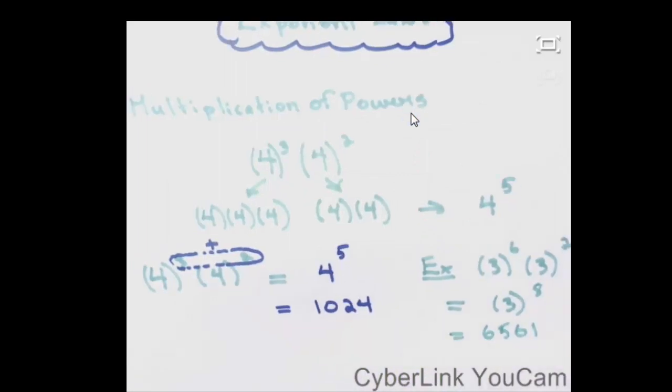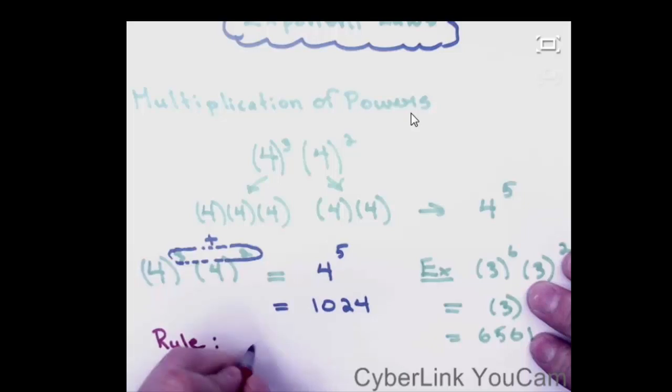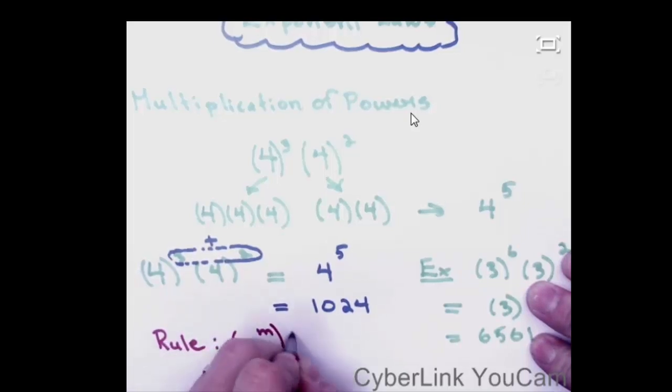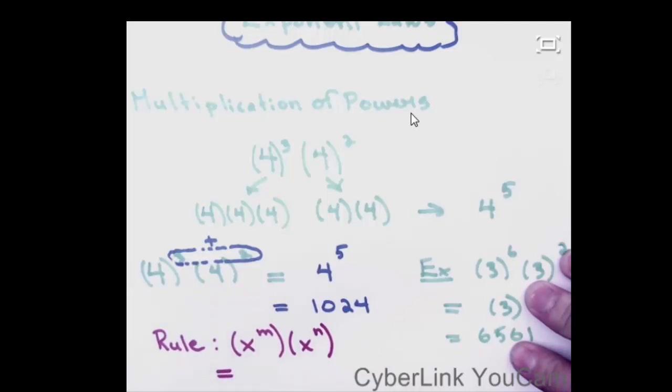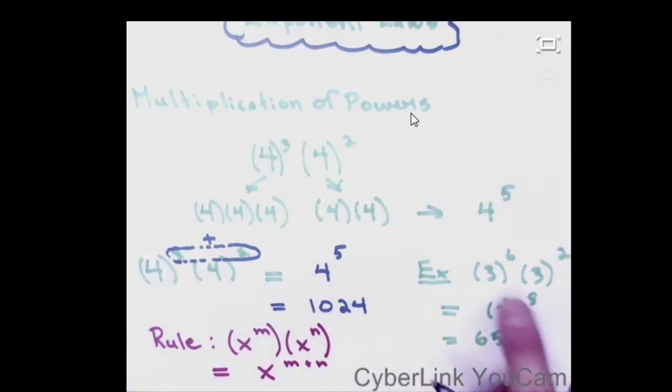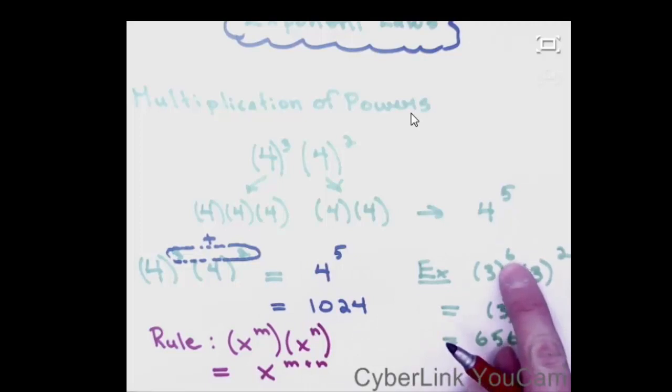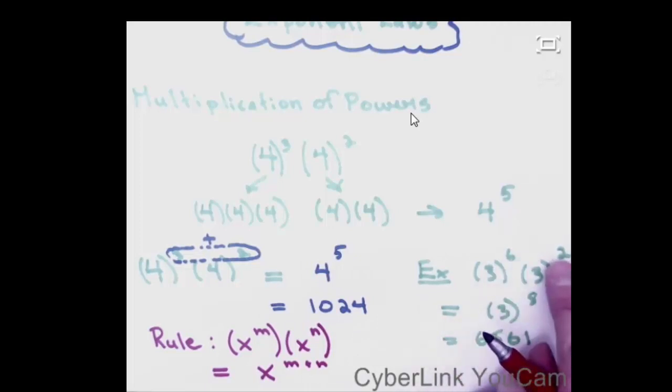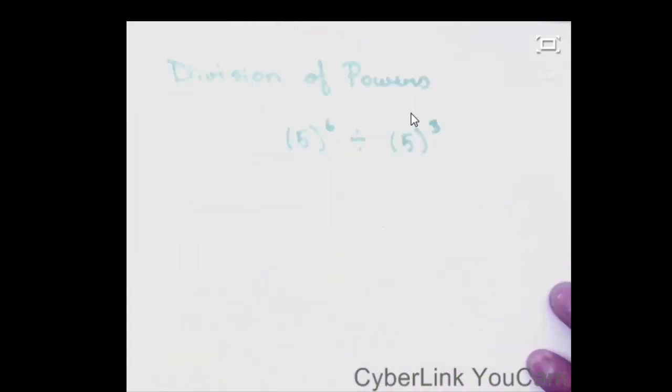So here's the general rule for this. If you have some base, call it x to the exponent m, and you have another base x, but its exponent's different, call it n, the rule for multiplication of powers is you would do this. The overall answer is x to the exponent, you have to add m and n. Just like over here, m would have been 6, n would have been 2. We added them, and we got 8. Okay, so there's the general rule.